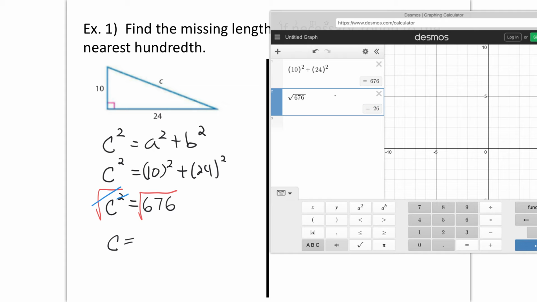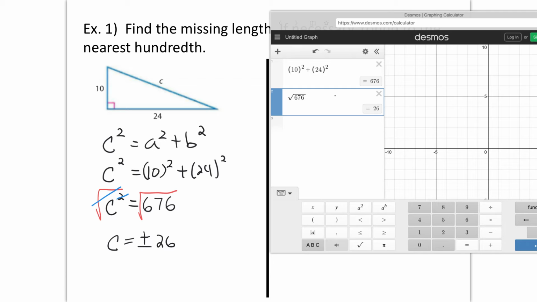And using decimals again, the square root of 676 is going to be 26. Now, if you go back to quadratic equations and using the square root property, remember that when we solve using square roots, we need a plus and a minus. Mathematically, this equals C equals plus or minus 26. But since we are looking for the length of a triangle, it will never be negative.